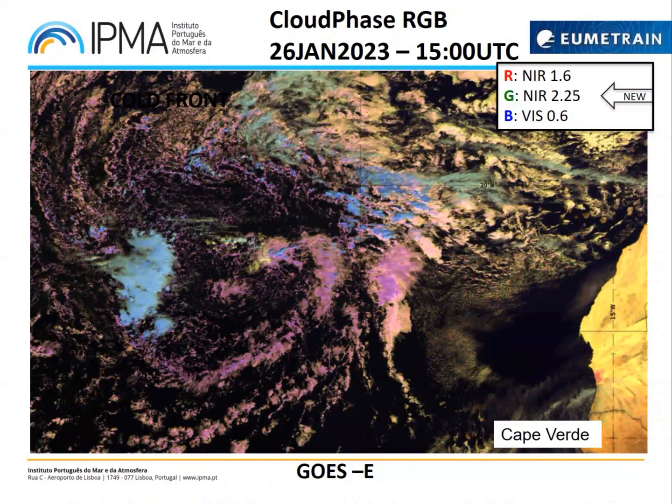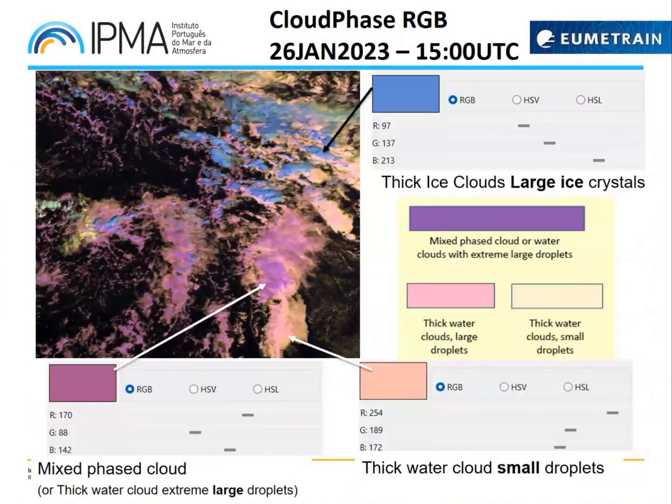So if we zoom in over the low pressure system, here are some examples just to get familiar with these colors and this new RGB. The medium blue means thick ice clouds with large ice crystals, and the light blue, which is not showing here, would mean small ice crystals. Another color is the pink.